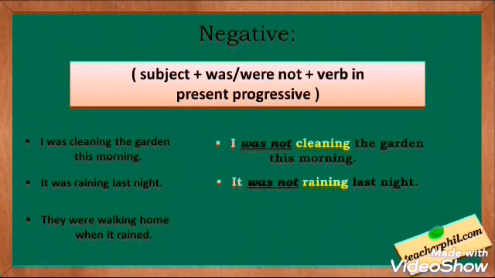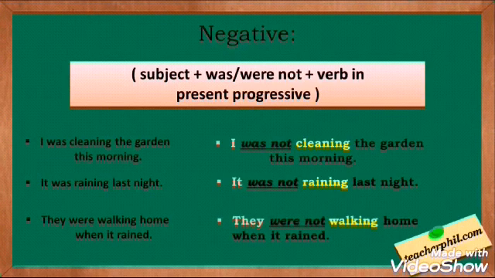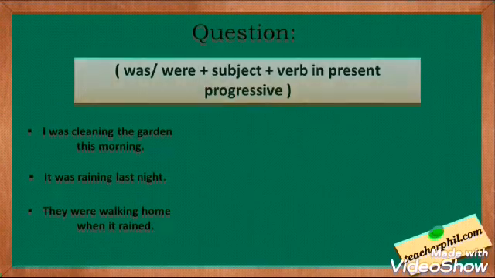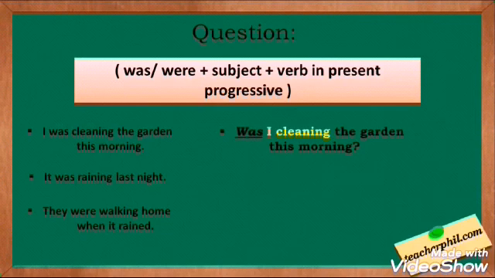The third one, they were walking home when it rained. What is the negative form? They were not walking home when it rained. What is the question form of the past continuous? Was or were plus subject plus verb plus ing. Like the first example, I was cleaning the garden this morning. The question, was I cleaning the garden this morning?